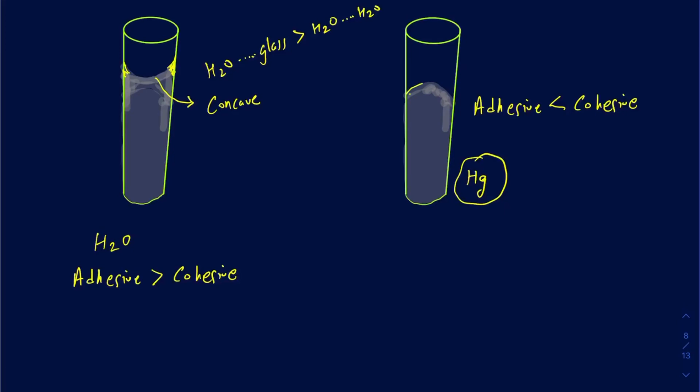So that's why you get this convex meniscus here. If you have a liquid or a material that has stronger cohesive forces than adhesive forces, then it's going to make a convex meniscus.